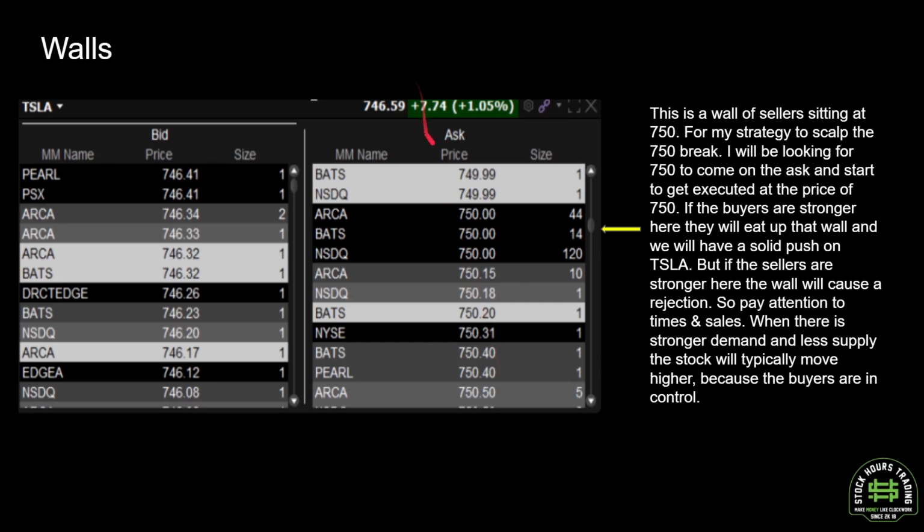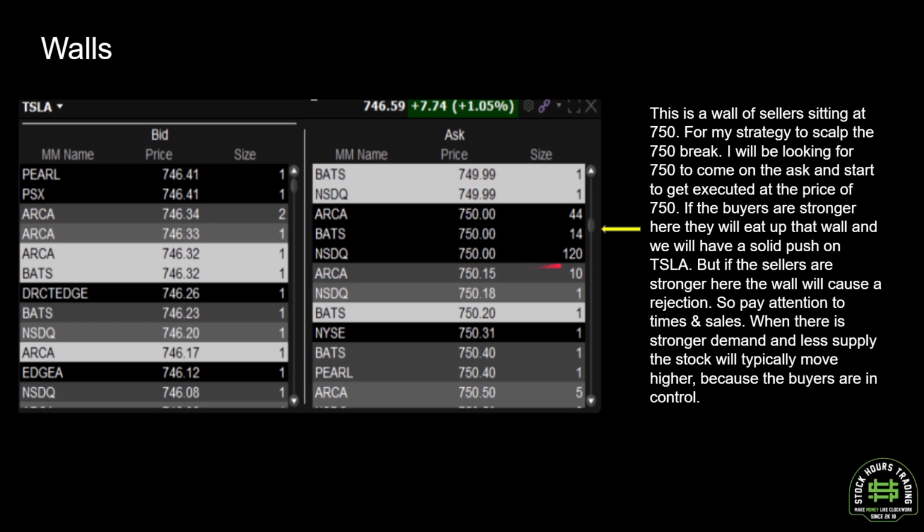So here you can see 750 right here, okay? You can see there's a huge stack of sell orders just sitting here waiting at the ask to get executed at 750. So what we want to see is 750 get executed on times and sales, and that's showing that there's stronger demand and less supply, so the stock will generally move higher because the buyers are in control. They're going to eat up that seller wall and push it higher. That's just a very basic definition of how we use the walls on level 2, and we would do the same if we were playing it to the downside, but it would be on the bid side.